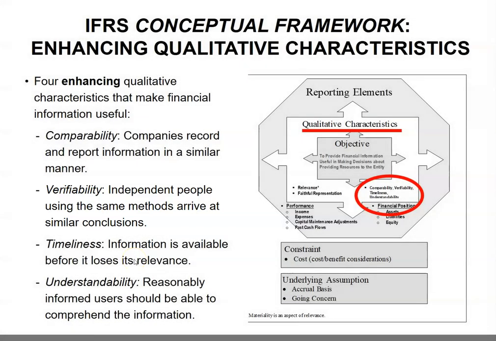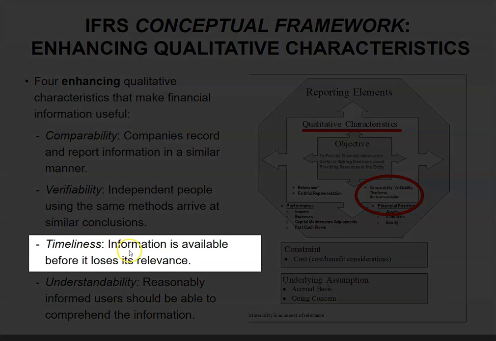The third enhancing qualitative characteristic is timeliness, which means that the information provided is available before it loses its relevance. Information is more relevant to the users if it is timely presented. Delay in the presentation of information reduces its relevance for decision making. For example, companies must provide their financial statements on a timely basis to the users of financial information so that they can make informed decisions. Companies report on their financial performance on a regular basis such as quarterly, semi-annual or annual basis depending on their size and complexity of business.